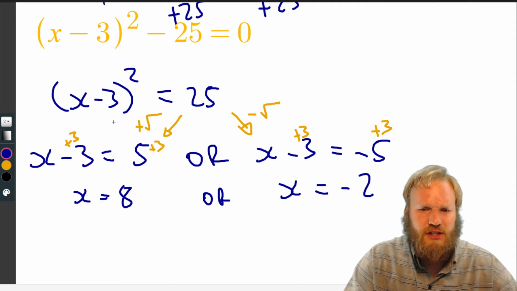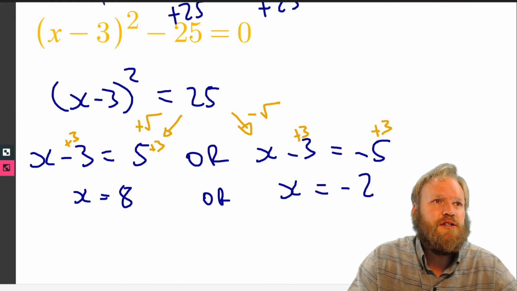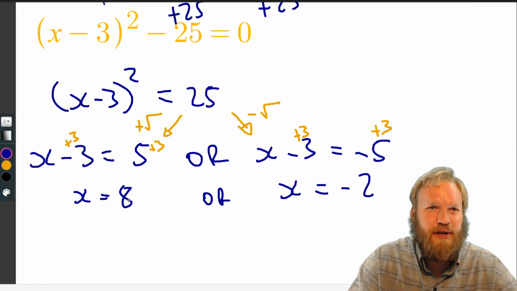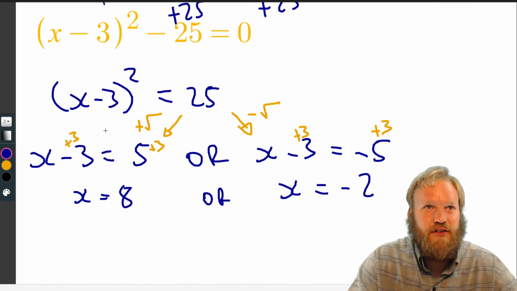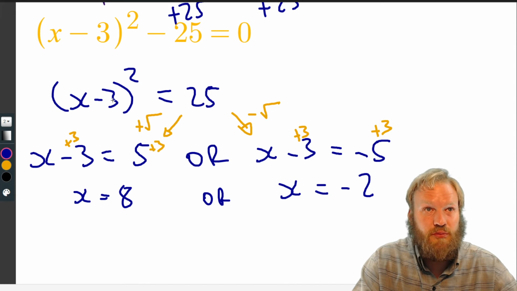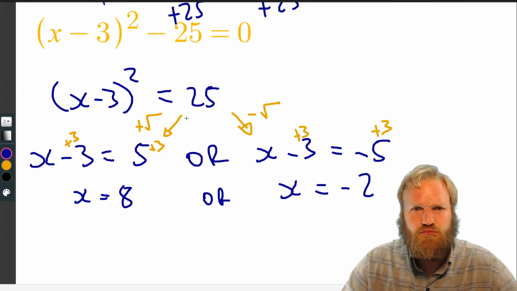So let's just check those, and I'm going to work through them here. I wish this thing had a nice big pointer, but we've got the x minus 3. So 8 minus 3 gives us 5. 5 squared is 25, so that works. Negative 2, if we try that one. Negative 2 minus 3, negative 5. Negative 5 squared is 25. Okay. Looking good, eh?